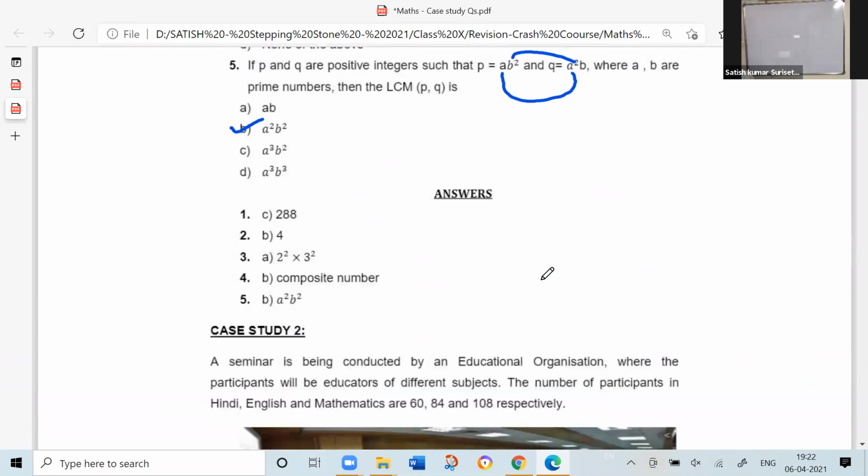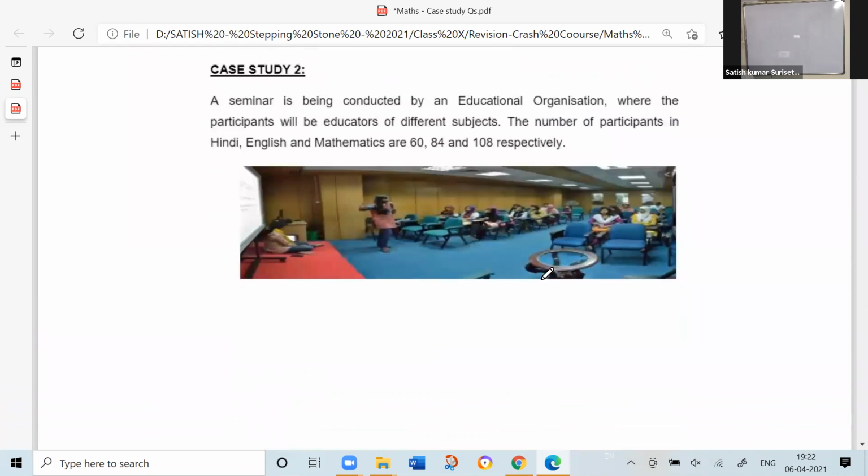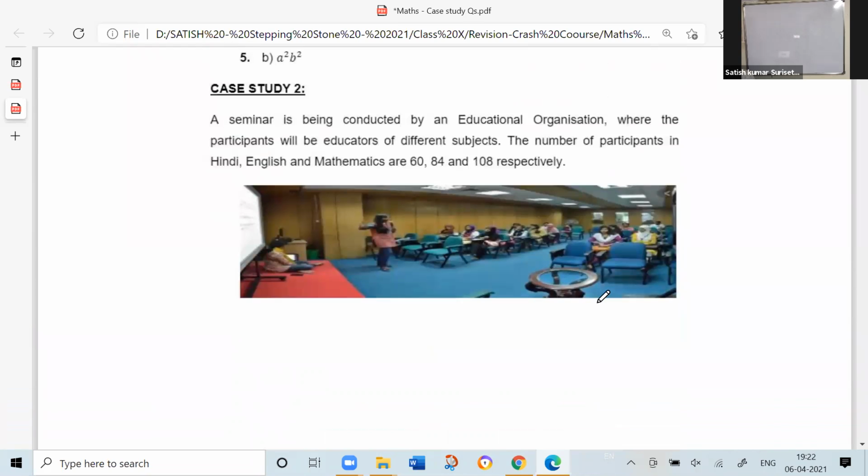Now, shall we go to the next case study? Now, second one. A seminar is being conducted by an educational organization where the participants will be educators of different subjects. The number of participants in Hindi, English, and mathematics are 60, 84, and 108 respectively. You make a note of it, which is necessary always, as soon as you read the question.